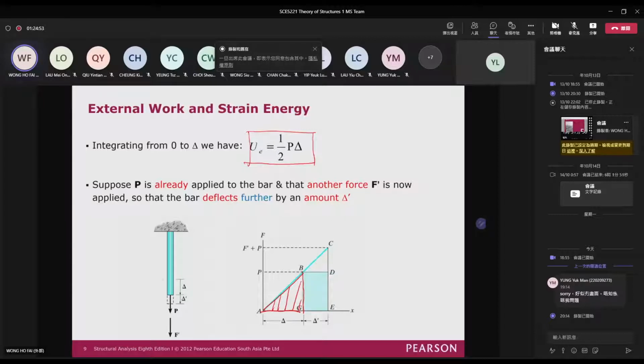When the force is applied from here to here and it is equal to P, the work done is equal to this triangular area. So we can see that the load right here is equal to P. The beam stops here. If we further apply a load F dash, and finally the beam displaces to this location, then the total work done is done by F plus P. The total work done is the area under this big triangle.